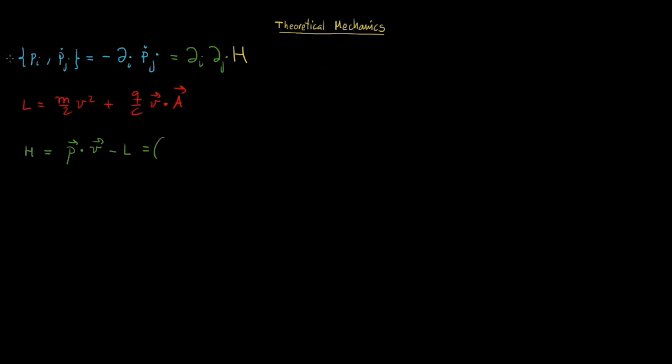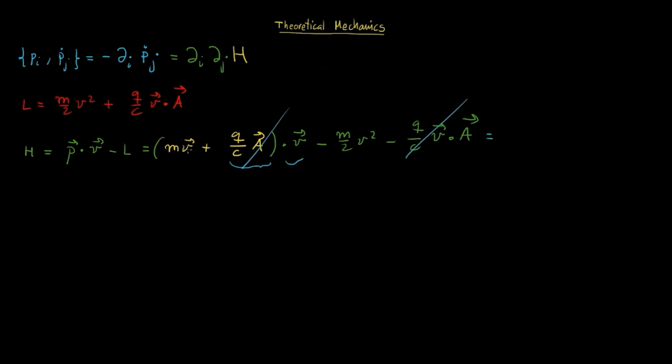We can write p as mv plus q over c A, dot v, minus L, m over 2 v squared minus q over c v dot A. So this term cancels out with this other term. So m v v is m v squared minus this quantity. So this is just 1 over 2 m v squared. So the Hamiltonian can be written in this way.